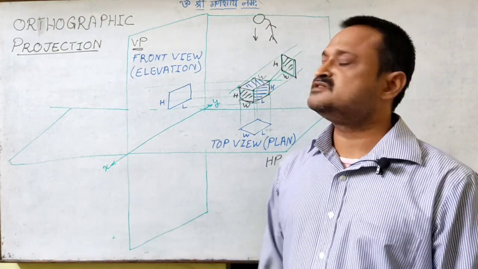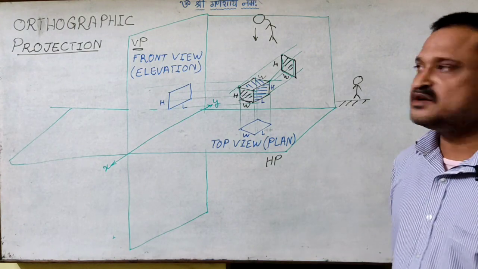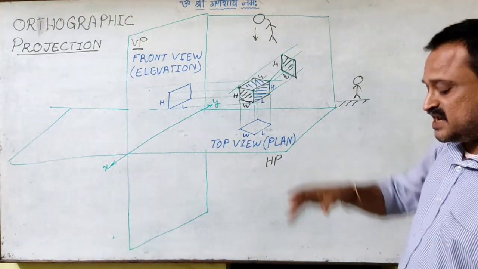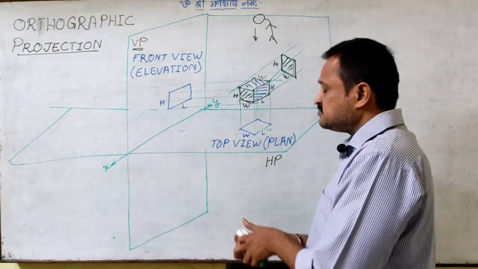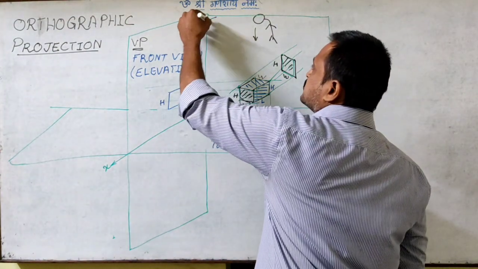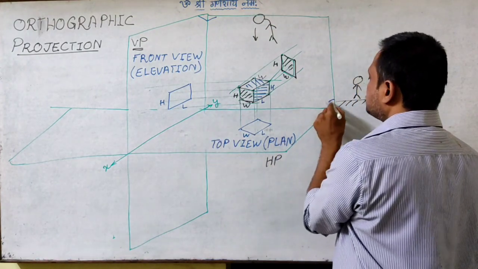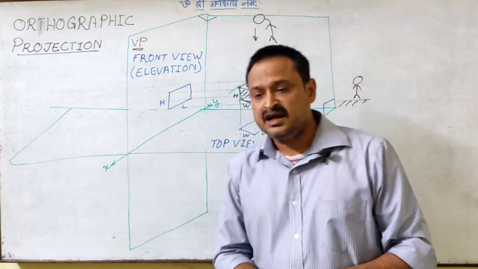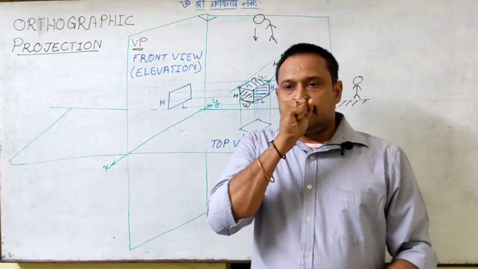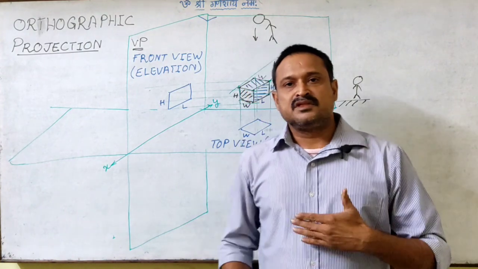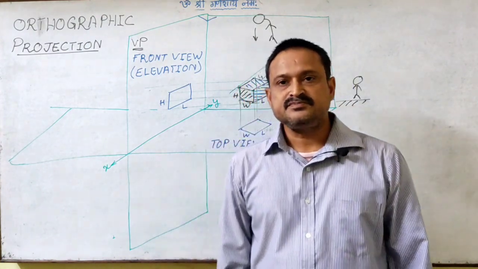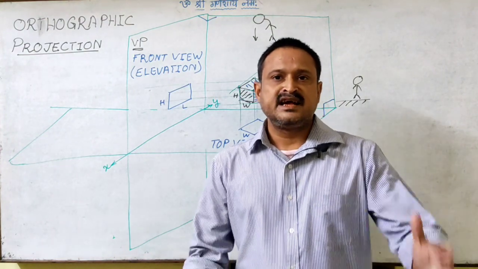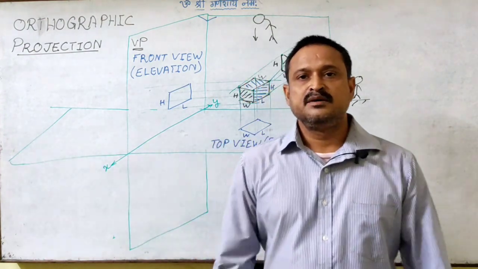In case it is insufficient, only then do we go for the profile view, and the condition of the profile plane is such that it is mutually perpendicular to both the reference planes. So it is perpendicular to the VP as well as perpendicular to the HP. As if we are in a room, the wall in front of us will be the vertical plane, the floor is the horizontal plane, and the side walls are the profile planes.